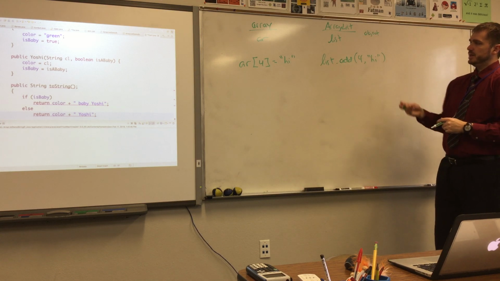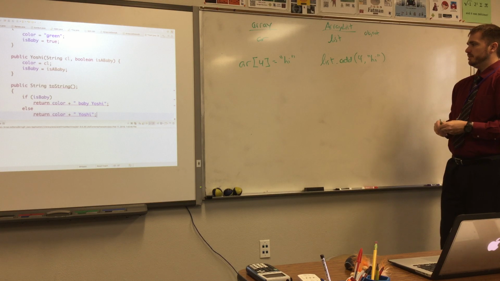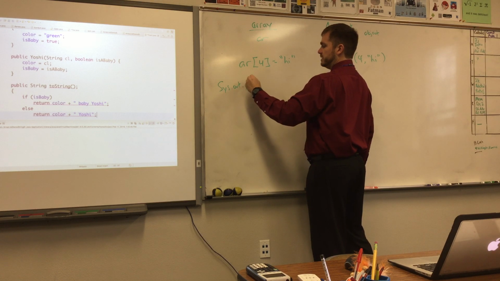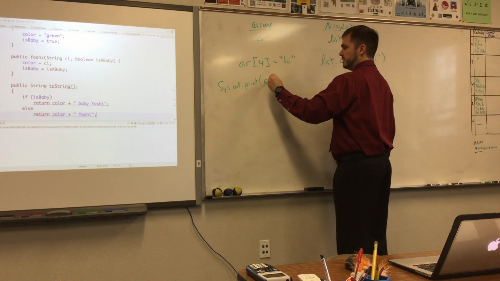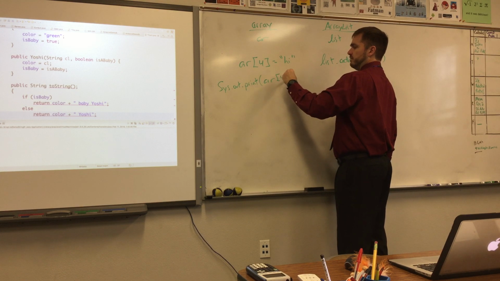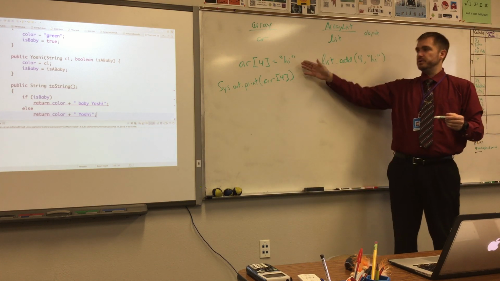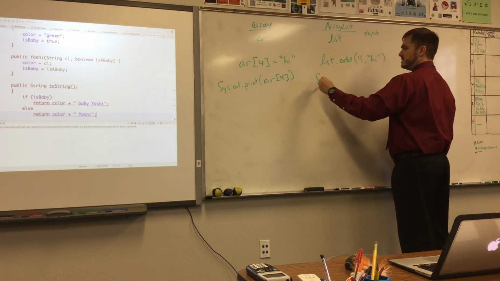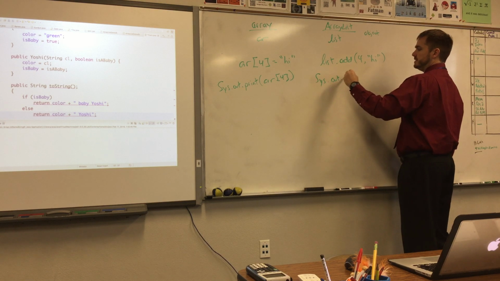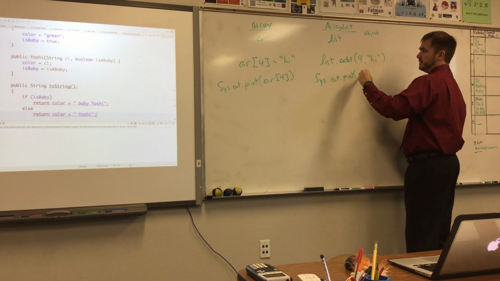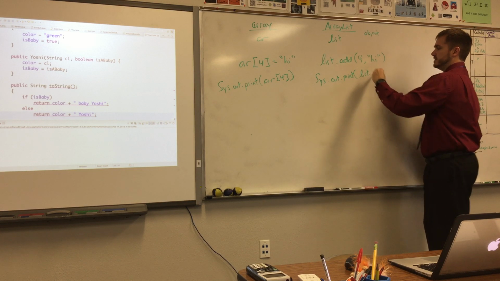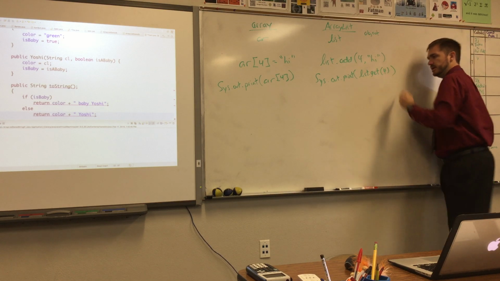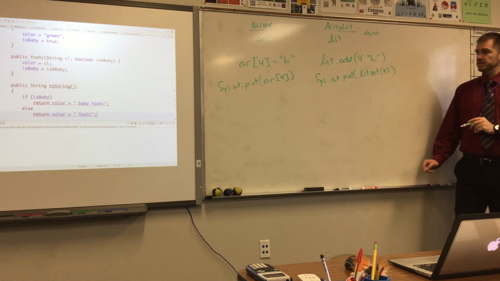If you wanted to print this out with an array, you would say system.out.println R at position 4, pretty much the exact same way that you would store something in it, right? With an array list, you would say system.out.println or print, list.get at position 4. Okay?